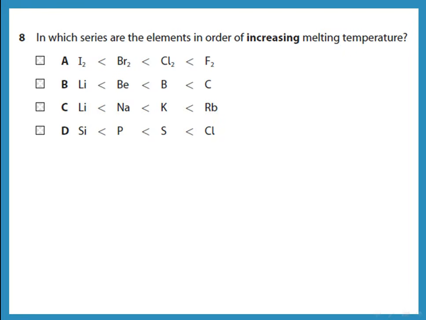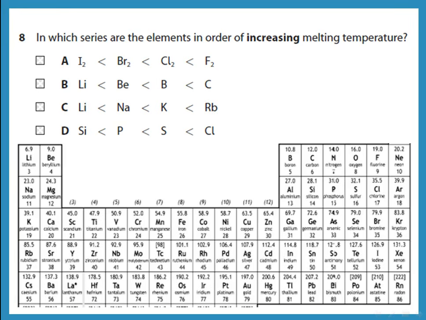Okay, in which series are the elements in order of increasing melting temperatures? Well, let's take a look at the periodic table again. If I'm looking at the first one, iodine, bromine, chlorine, fluorine, he's going up group 7. Up group 7, what happens to the melting point? You should realize that actually iodine has higher melting point than fluorine, because as we go down group 7, it's gas, gas, liquid, solid. So iodine has higher melting point. So actually when I'm going up, it's not increasing, it's decreasing. So that's not my answer.